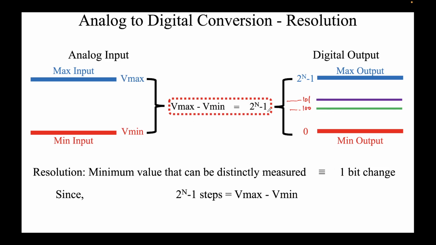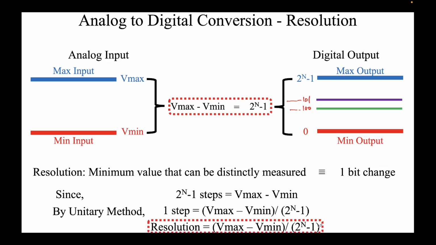In order to go from minimum to maximum, we have to take 2 raised to the power n minus 1 steps, and 2 raised to the power n minus 1 corresponds to Vmax minus Vmin, which we established earlier. A simple unitary method tells us that one step will be equal to (Vmax minus Vmin) over (2 raised to the power n minus 1), which is nothing but the resolution, because we have defined the resolution in such a manner that 1 bit change is the resolution. So this is the corresponding value in volts.